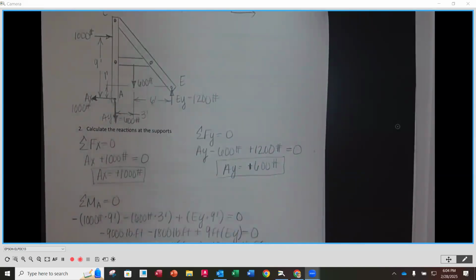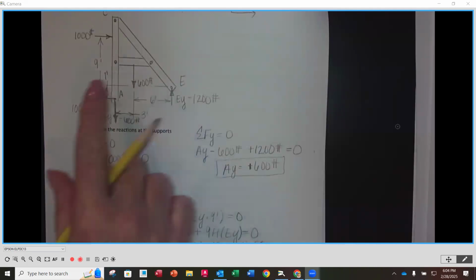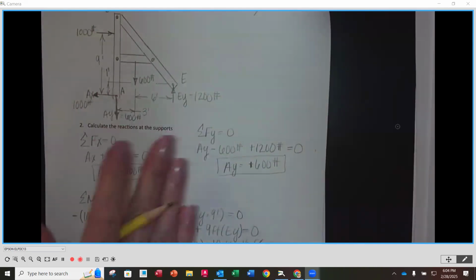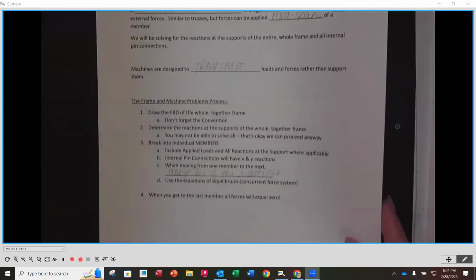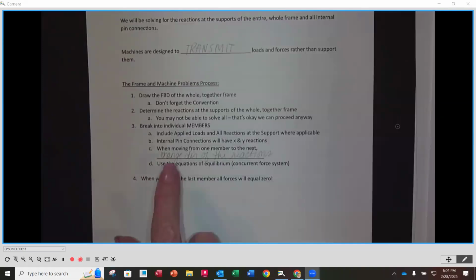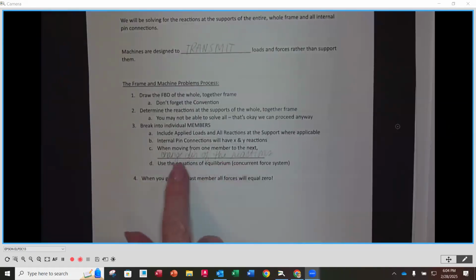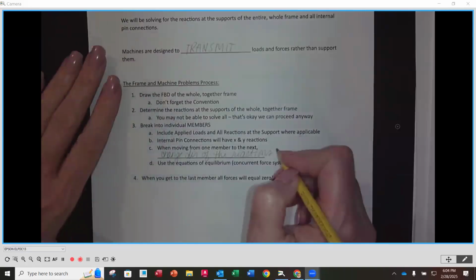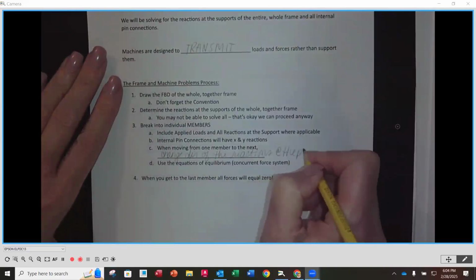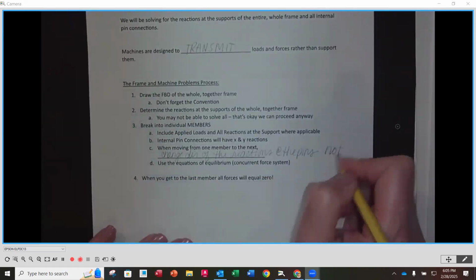In this case, we were able to solve for all the reactions at the supports. Okay. I'm going to tell you, sometimes you may not be able to. All right. And that's okay. You just get as many as you can. Now, the reactions at the supports, I'm going to tell you, these always stay in the directions that we establish in the problem on this first step. So for instance, if we go back to our process, when we move from one member to the next, we change the directions of the reactions at the pins, not the supports.